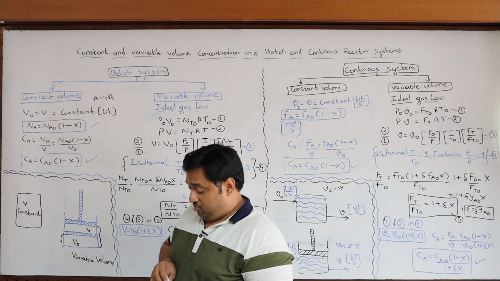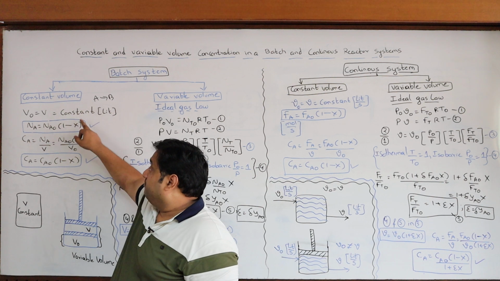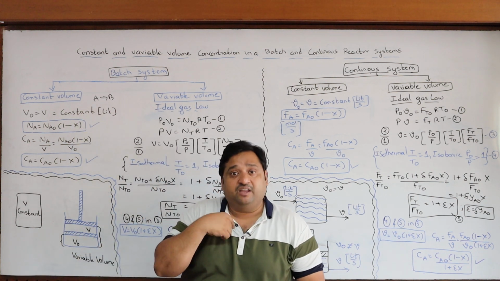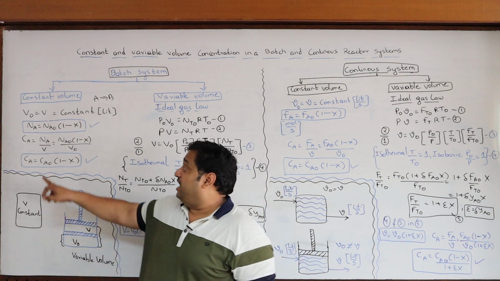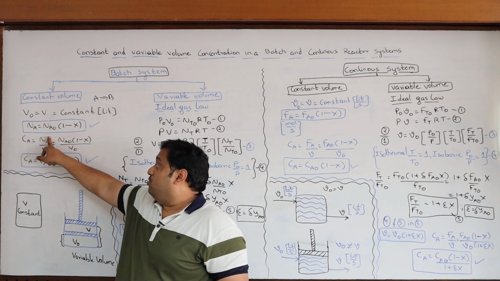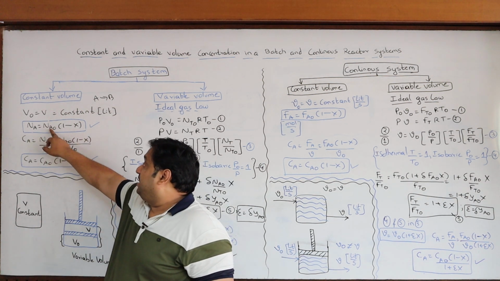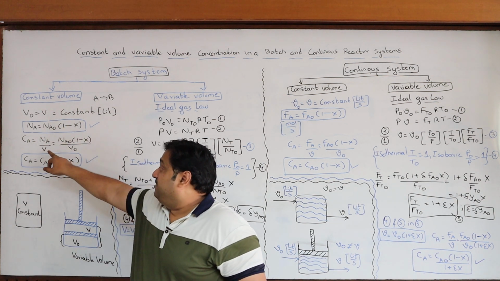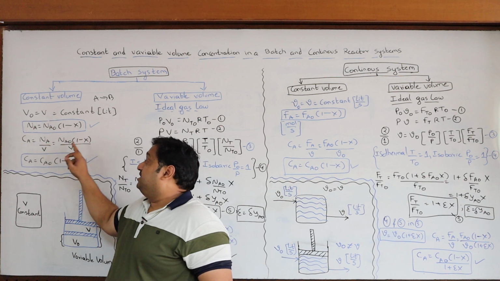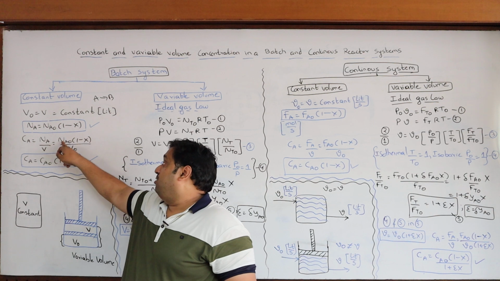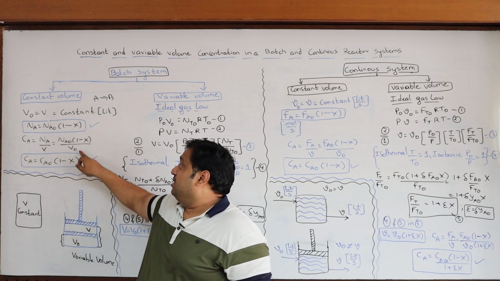A is my reactant, B is my product. Okay. Now we know the volume, we know the moles. At any point of time inside this batch reactor, if I have to measure the concentration, I need to know the number of moles and the volume of the reactor. I know the number of moles is Na0 into 1 minus X. V is equal to V0, which is constant. That means my concentration is Na0 into 1 minus X divided by V0.